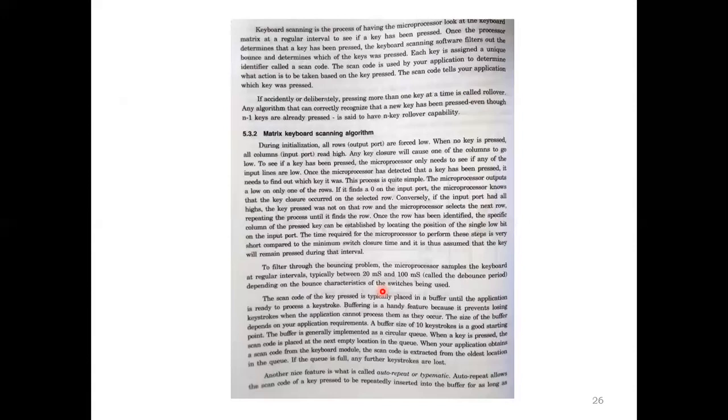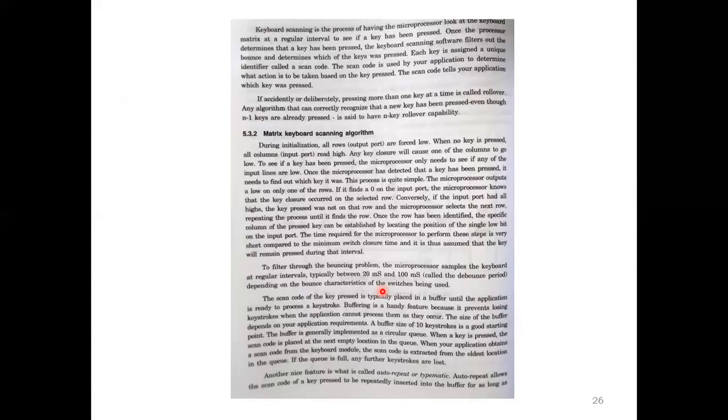The microprocessor takes the sample of key pressing. The particular time period from 20 milliseconds to 100 milliseconds is called the debounce period. If any of the switches is pressed for a long time, we need to debounce the data. Every time, the microprocessor will check whether any key is pressed or not. They are scanned between 20 milliseconds and 100 milliseconds.